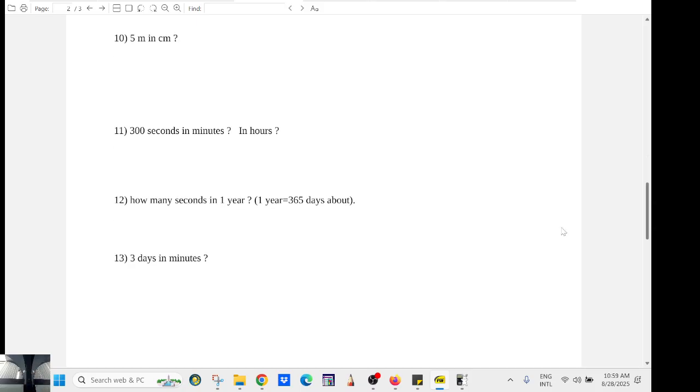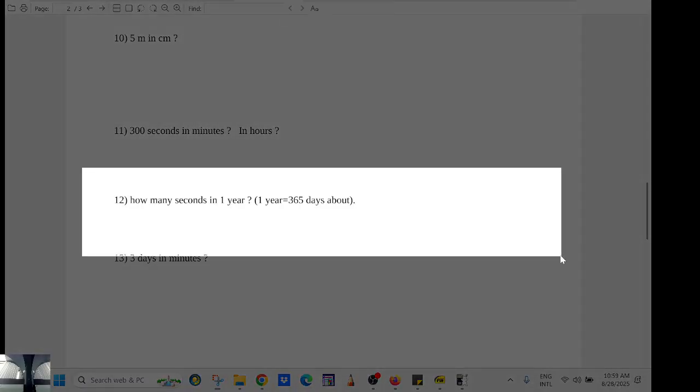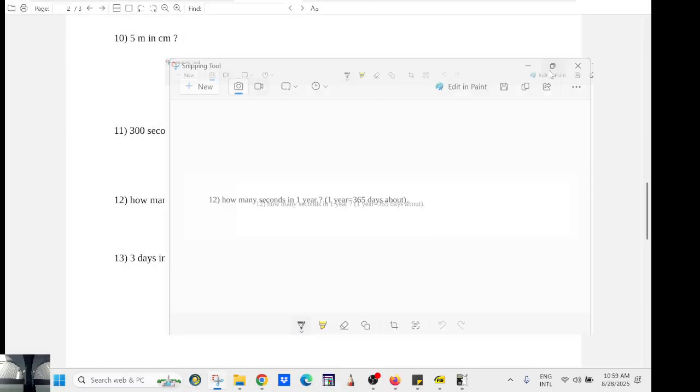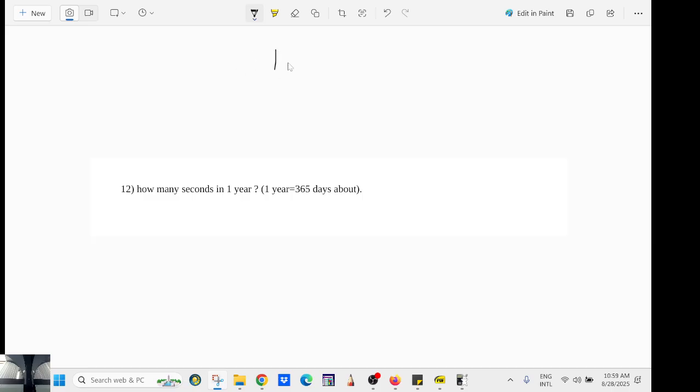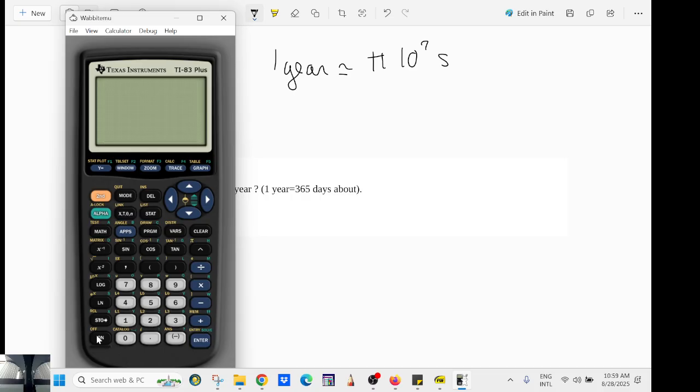Okay, here is something very nice to remember that you can memorize. 1 year is about pi times 10 to the 7 seconds. So it's about 3.14 times 10 to the 7 seconds, right? So 1 year, okay, this can be useful. This is useful to remember.